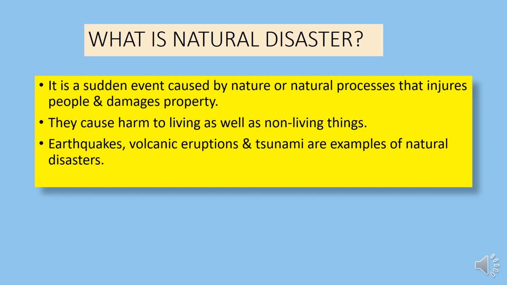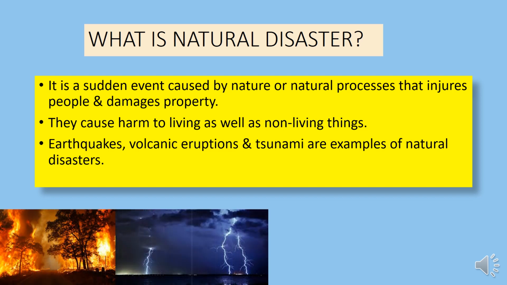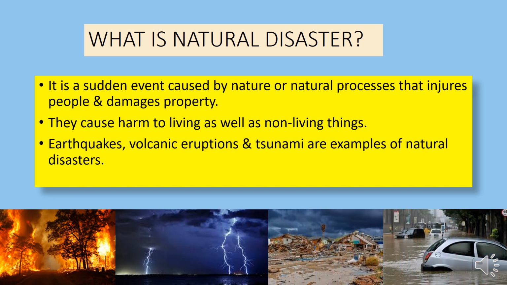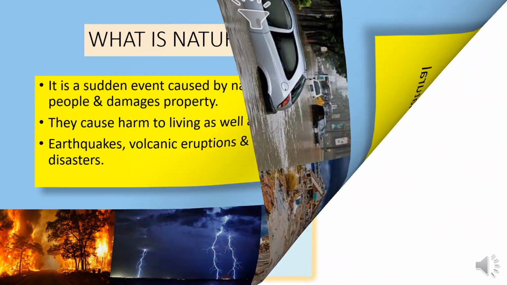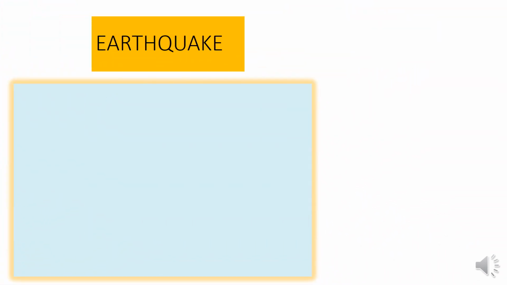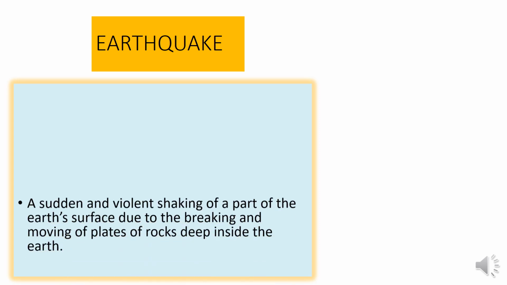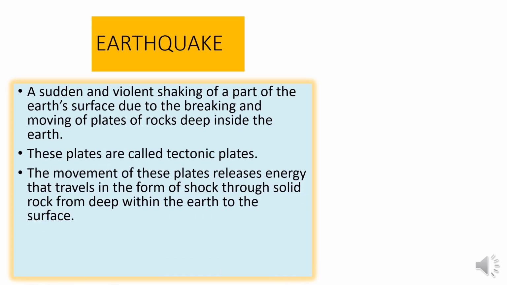Natural disasters are like earthquakes, volcanic eruptions and tsunamis. When the living things on the earth become victims of nature's fury, we say that natural disasters have taken place. Yes, these are a few examples of natural disasters which are shown in the pictures. Now, in this video we are taking up one natural disaster, that is earthquake. Earthquake means shaking of the earth. Basically, it is a sudden and violent shaking of a part of the earth's surface due to the breaking and moving of the plates deep inside the earth.